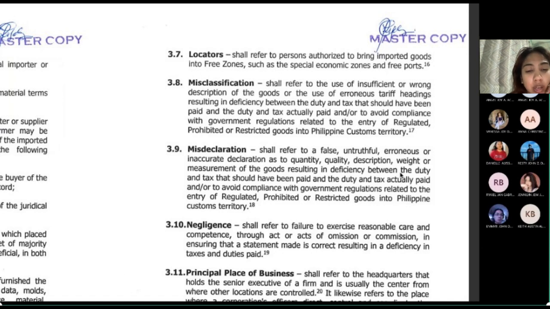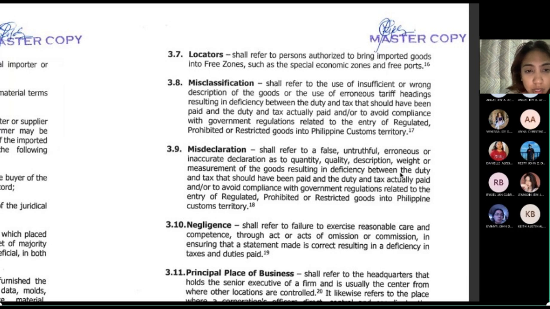3.7 Locators. It shall refer to the person authorized to bring imported goods into the free zones such as special economic zones and free ports. 3.8 Misclassification shall refer to the use of insufficient or wrong description of the goods or the use of erroneous tariff headings resulting in deficiency between the duty and tax that should have been paid and the duty and tax actually paid in order to avoid compliance with government regulations related to the entry of regulated, prohibited, or restricted goods into the Philippine Customs Territory.